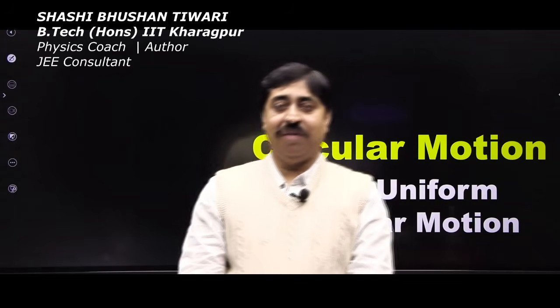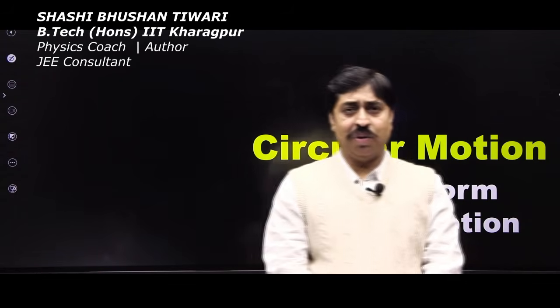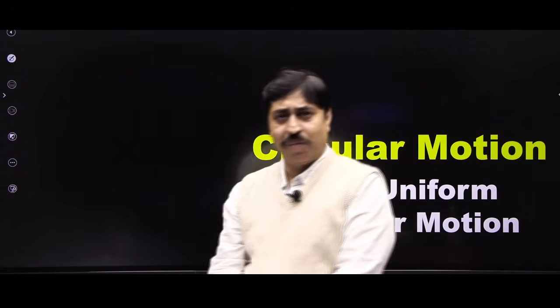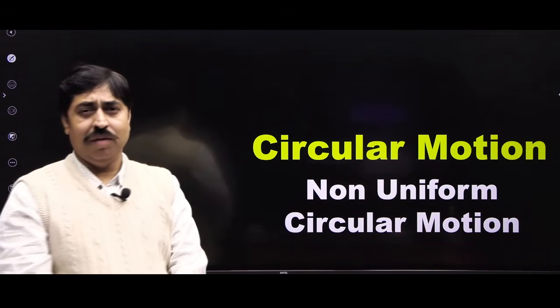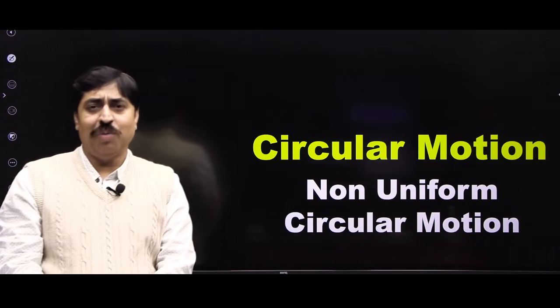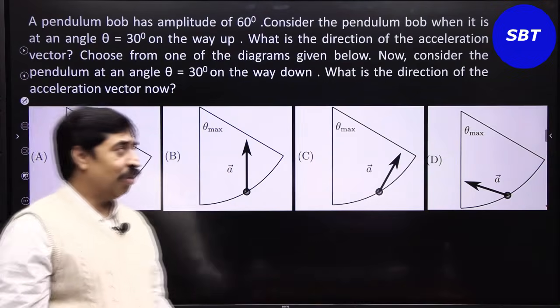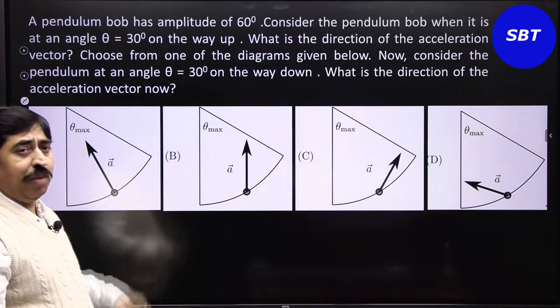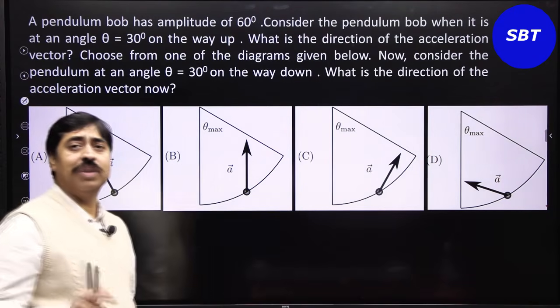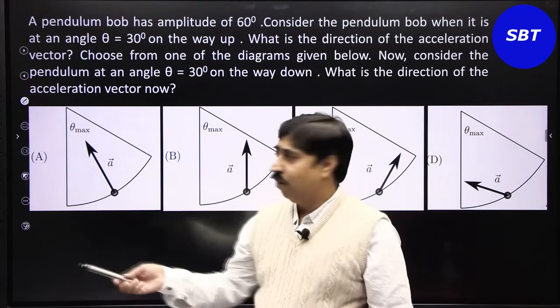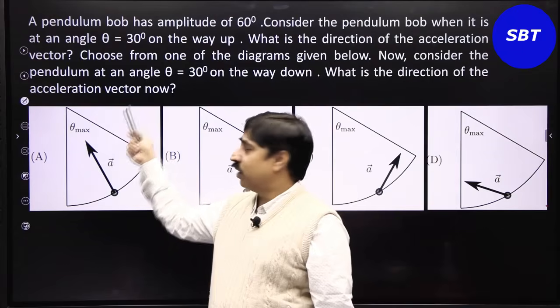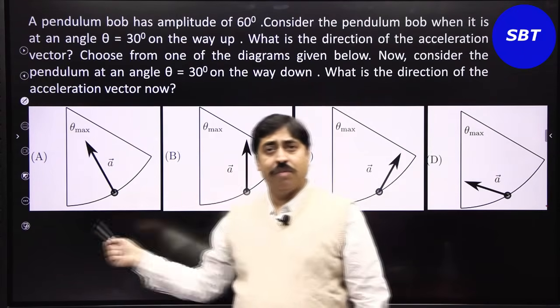In today's session, we will do a very conceptual question on non-uniform circular motion. This is a question which won't involve any calculation as such, but it will test your understanding. The question says that there is a pendulum bob and it has an amplitude of 60 degrees. There is a pendulum which can swing up to 60 degrees on either side of the vertical line.